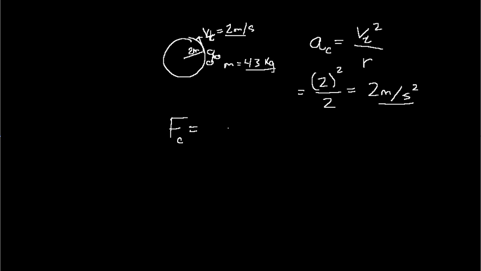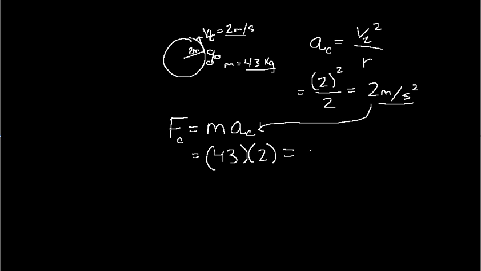Okay, now suppose I wanted to know what the centripetal force was. Well, the centripetal force is just the mass times the centripetal acceleration. So the mass of the object, 43 kilograms, that's the bike plus the rider. The acceleration we just calculated, 2, so we plug that in, and we see that the force would be 86 newtons.